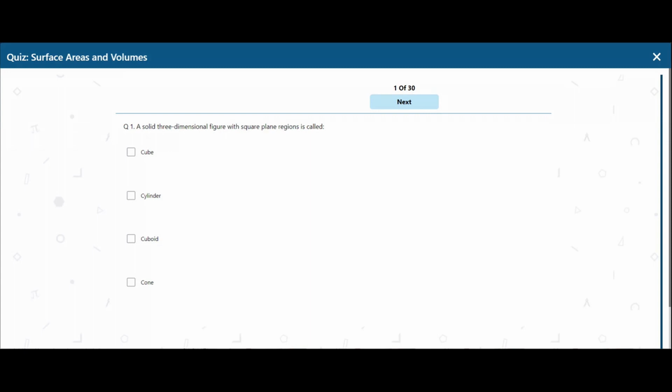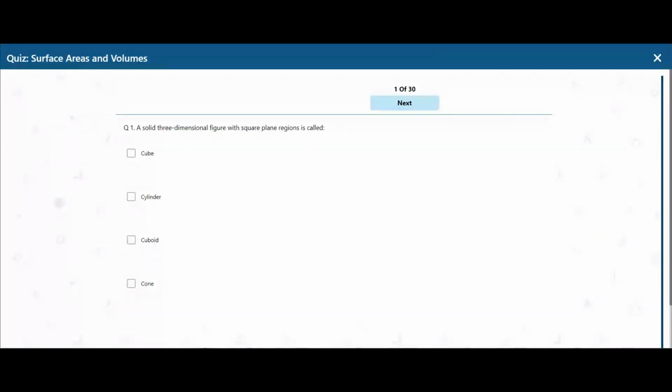Aishwarya has to answer this. Ma'am, option A. Who answered? Ma'am, Aishwarya. Okay. Solid or three-dimensional figure with square planes. Ma'am, option A. Yeah.